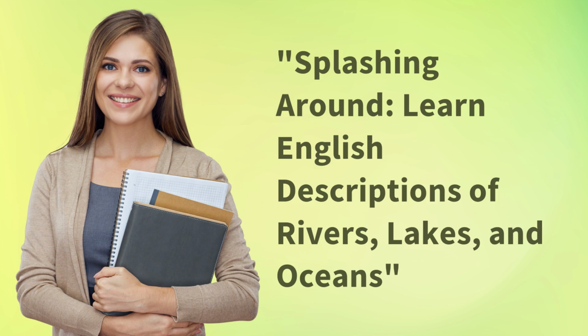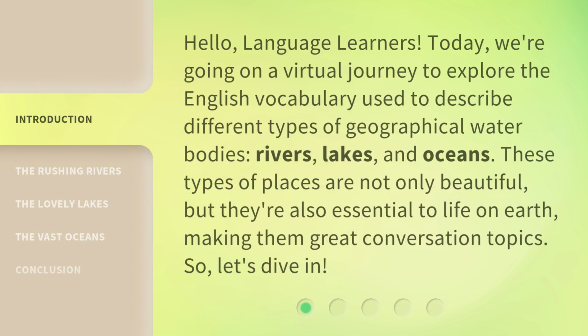Splashing around. Learn English descriptions of rivers, lakes, and oceans. Hello, language learners. Today, we're going on a virtual journey to explore the English vocabulary used to describe different types of geographical water bodies: rivers, lakes, and oceans. These types of places are not only beautiful, but they're also essential to life on Earth, making them great conversation topics. So, let's dive in.